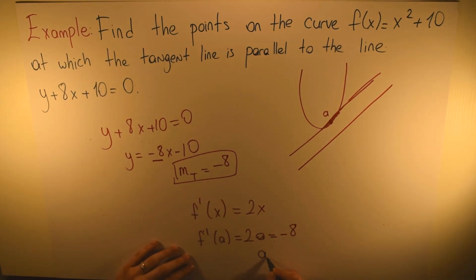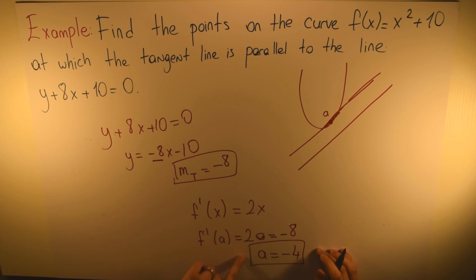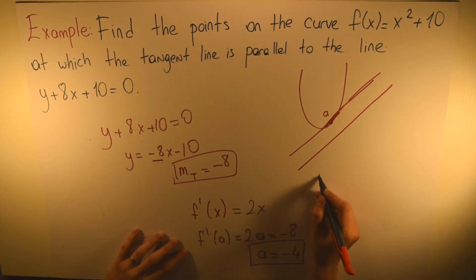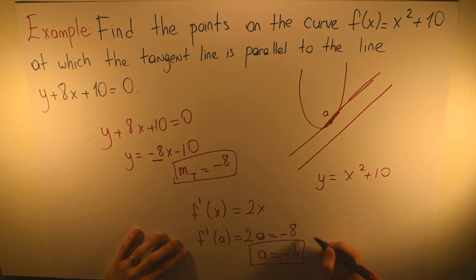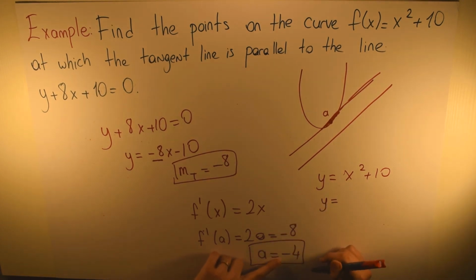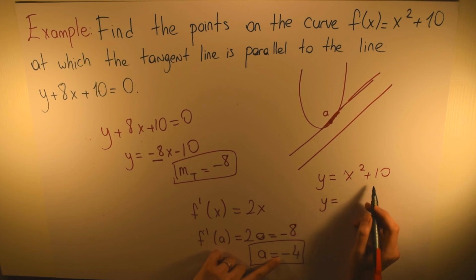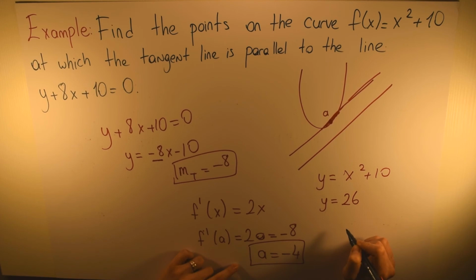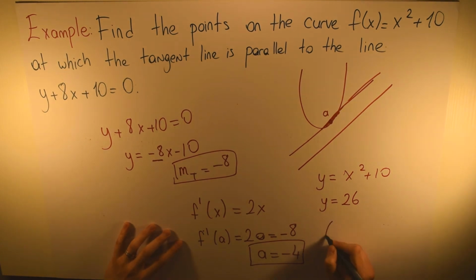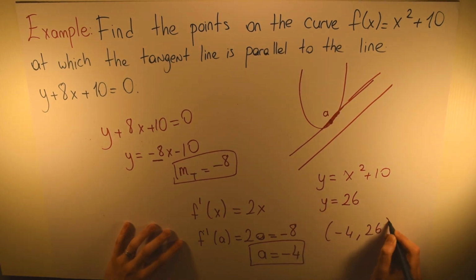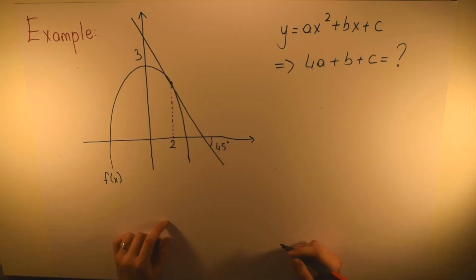So from here we find a as minus 4. This is on the x-axis. Okay, so to find y, we take this value and put it in our function. So y is equal to x squared plus 10. Instead of x, I will put minus 4. So y is equal to minus 4 squared, which is 16. 16 plus 10 is equal to 26. So the point, the answer for this example, is minus 4 and 26.